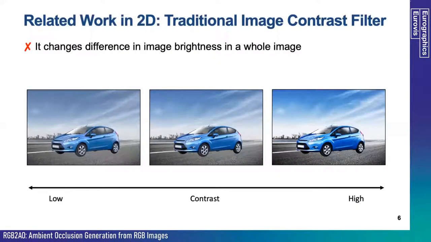One may wonder about using a well-known image contrast filter, which increases or decreases the difference in brightness. However, it's different. Manipulating contrast changes an image globally, as we can see in this figure. Increasing the contrast makes light areas much lighter and dark areas much darker in the whole image.